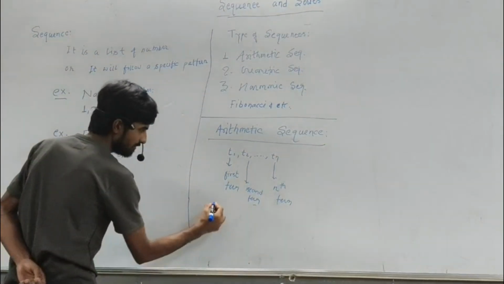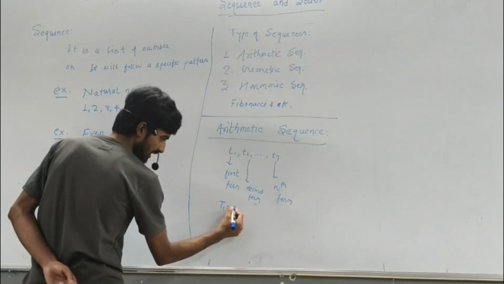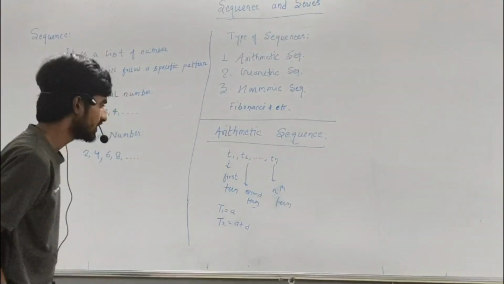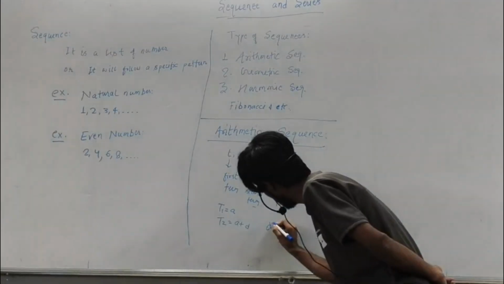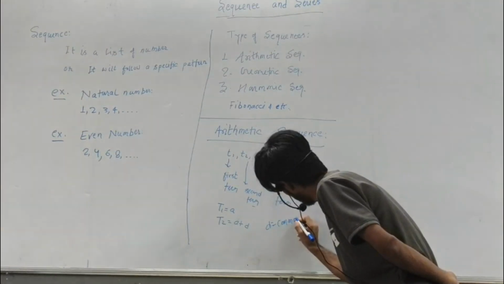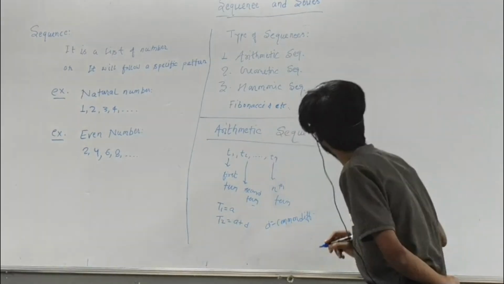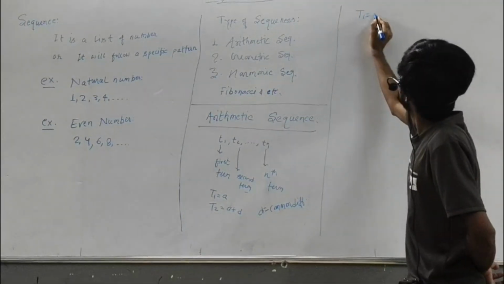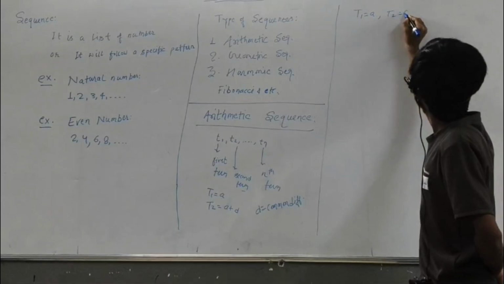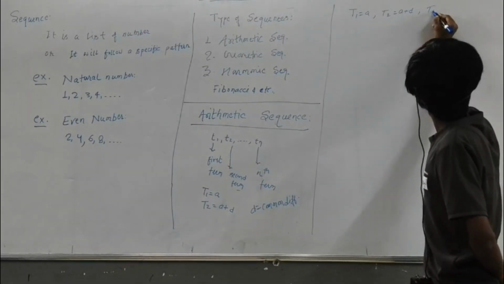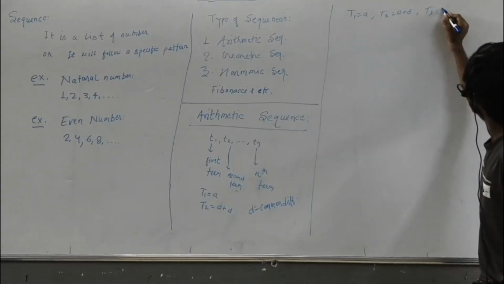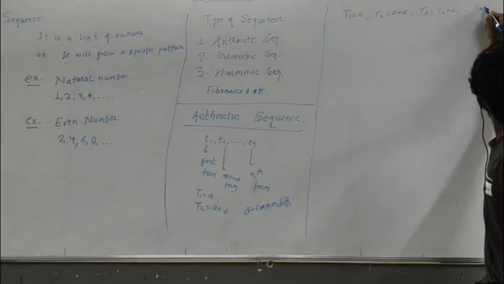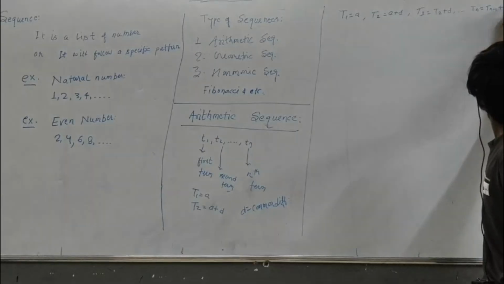In arithmetic sequence, we take T1 as A, T2 as A plus D. What is D? Here D is the common difference. So T1 is equal to A, T2 is equal to A plus D, T3, that is the third term, will be just T2 plus D. Next term will be Tn minus 1 plus D.